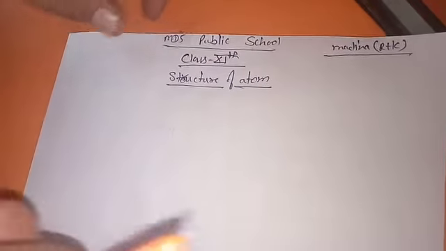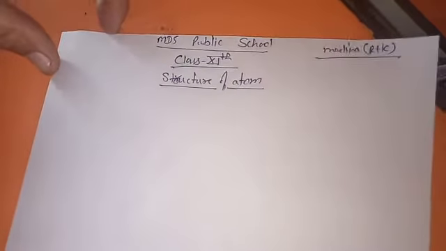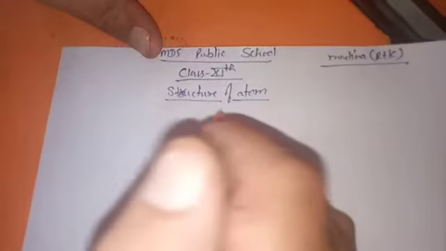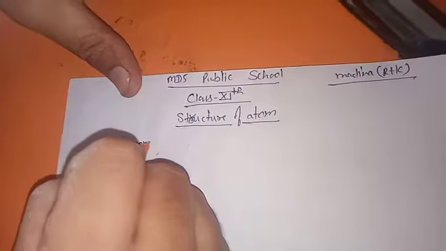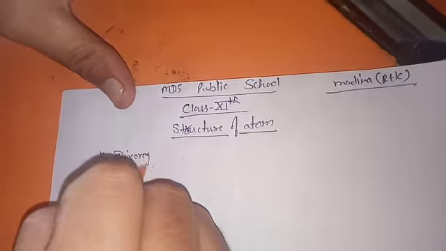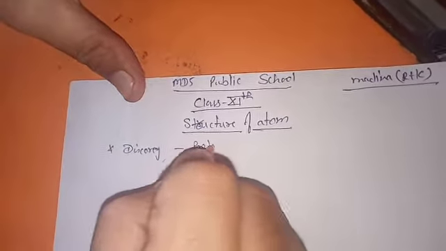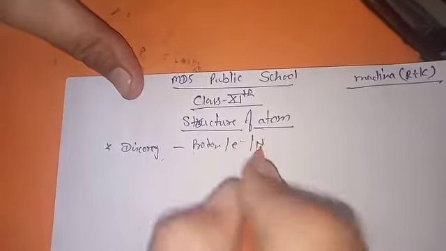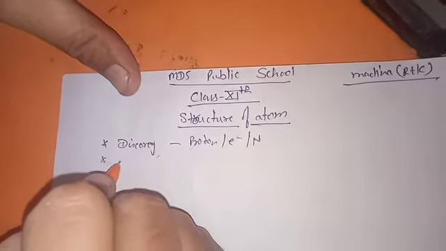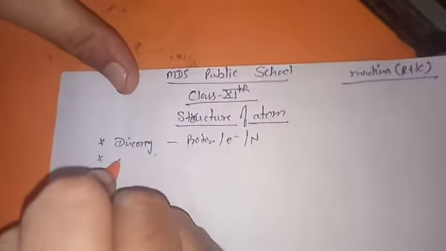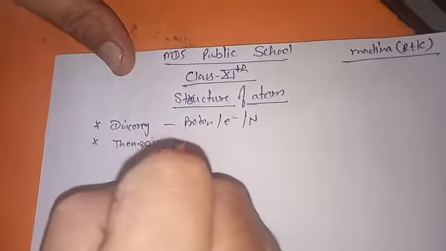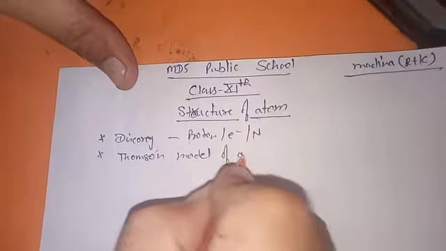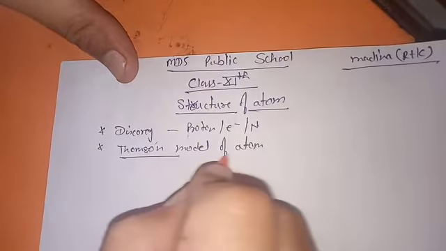Hello, dear students. In the previous lecture on the structure of atom, we did the discovery pattern of subatomic particles like proton, electron and neutron. Second thing, we discussed the first model, that is Thomson's model of atom. Okay, we studied about that.